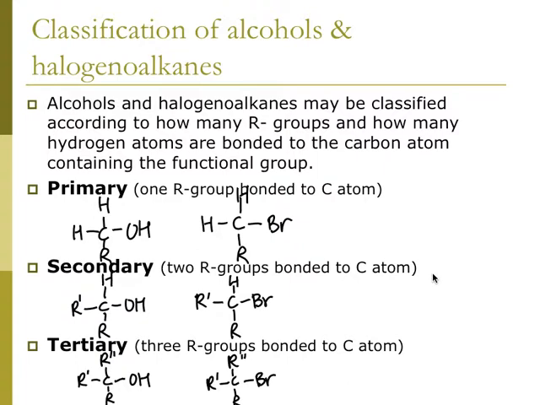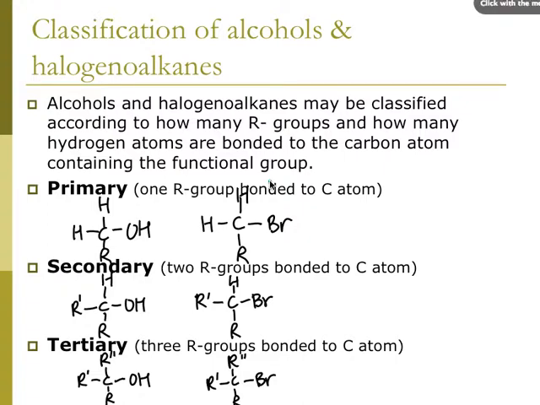An important thing that we're going to find when we start talking about the reactions of organic compounds is classifying alcohols and halogenoalkanes, meaning alkanes that have a halogen, group 17 atom connected to it. And they're going to be classified depending on how many R groups are on the carbon that is attached to the functional group.